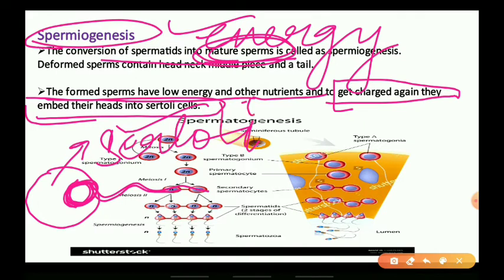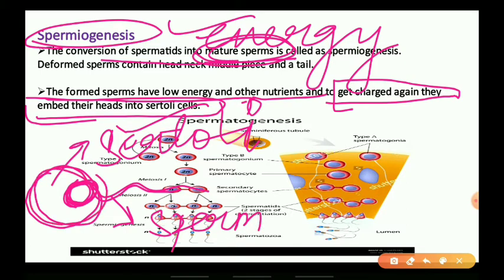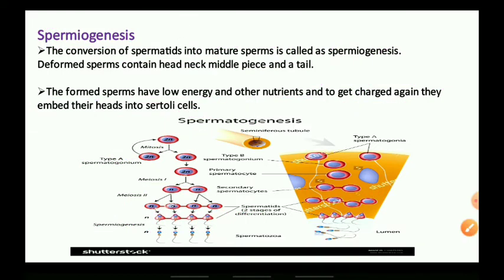This is the Sertoli cell, and this is the sperm cell. The sperm cell head will always be embedded, and this is happening within the seminiferous tubule. It is still here in the seminiferous tubule. To get the energy, the sperms are embedded with their heads in the Sertoli cells. Hope you people are understanding.